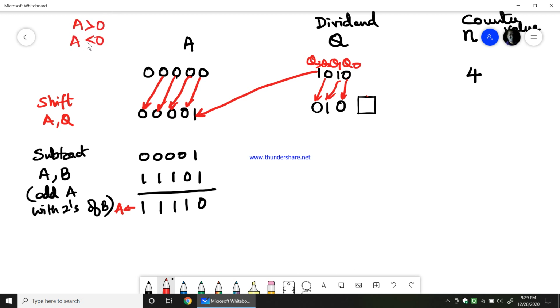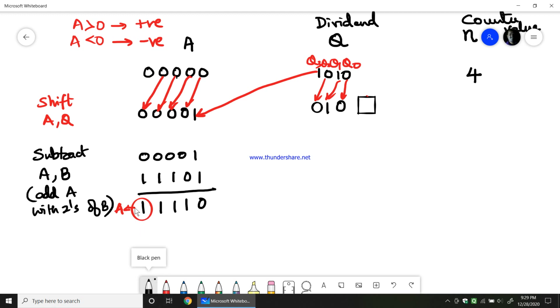Now you should know that for a binary number, we always see the sign bit. Sign bit will always be the MSB bit of that particular data, where 1 as MSB says that the number is negative, and if that MSB is 0, it says the number is positive. Here a greater than 0 means it is positive, a less than 0 means it is negative. Therefore, as we see MSB bit of a is 1, it says a is negative.